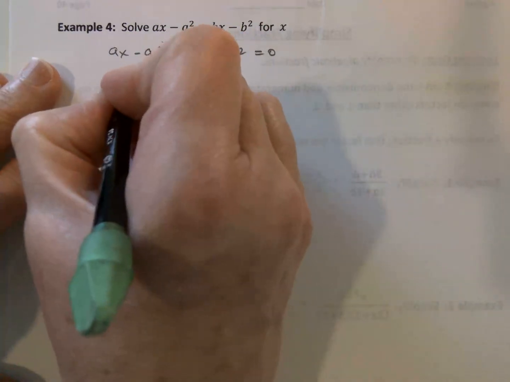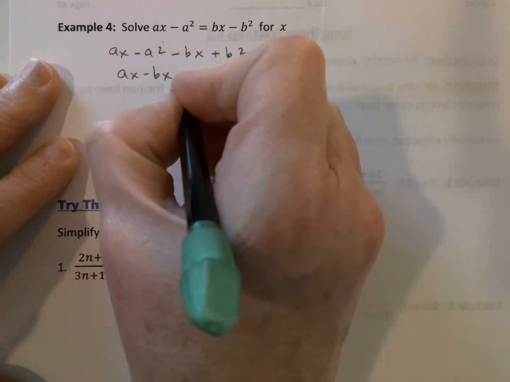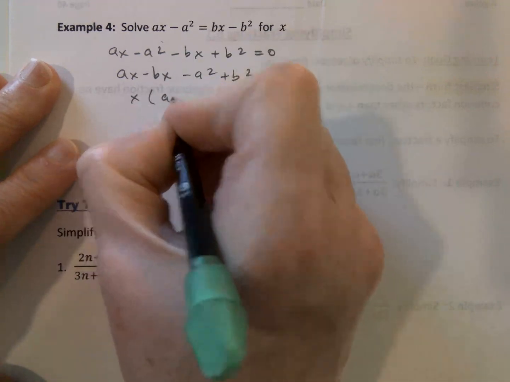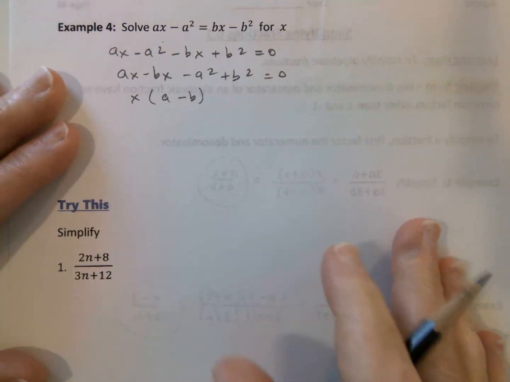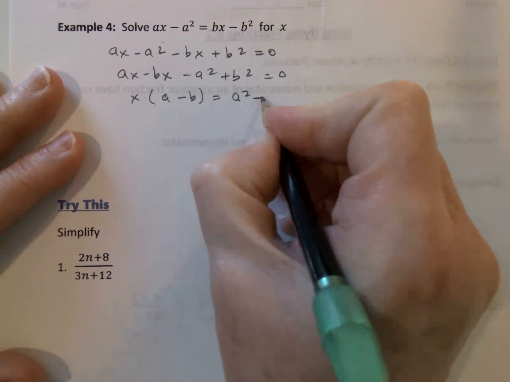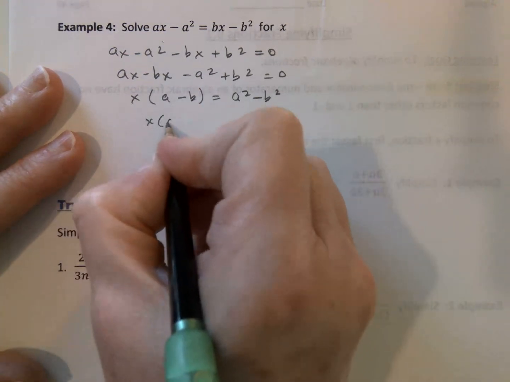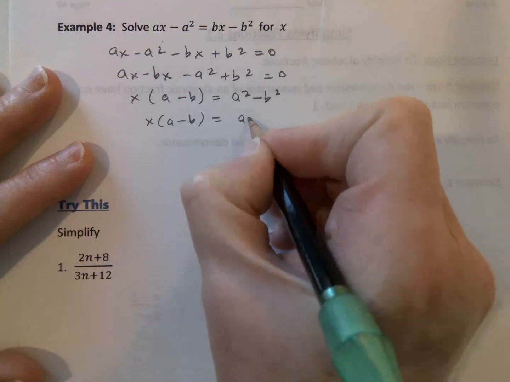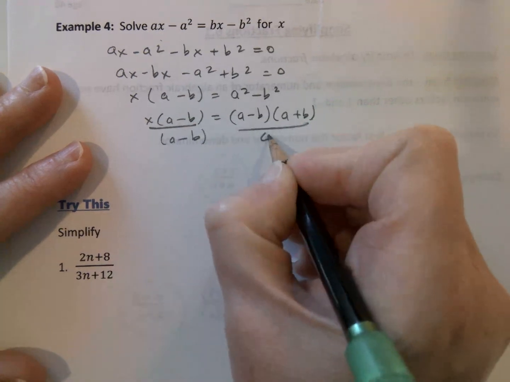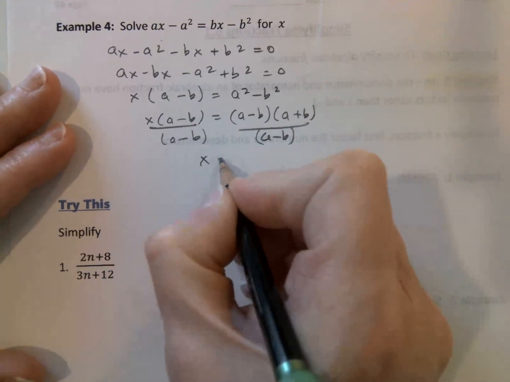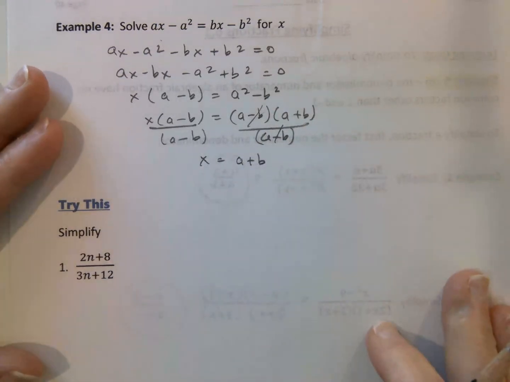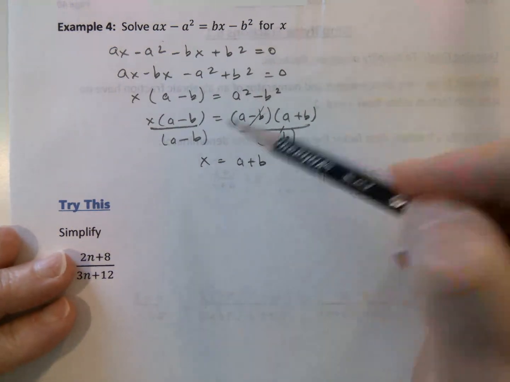Now I'm going to put my x terms together. Minus a squared plus b squared equals 0. And I'm going to factor out this x, a minus b. But I can't do anything with it. So what I'm going to do is move these things back over to the other side. So that becomes a squared minus b squared, which I can factor. A squared minus b squared is a minus b, a plus b, and I can divide both sides by a minus b. And I end up with x is equal to, and these a minus b's cancel out, so x is equal to a plus b.